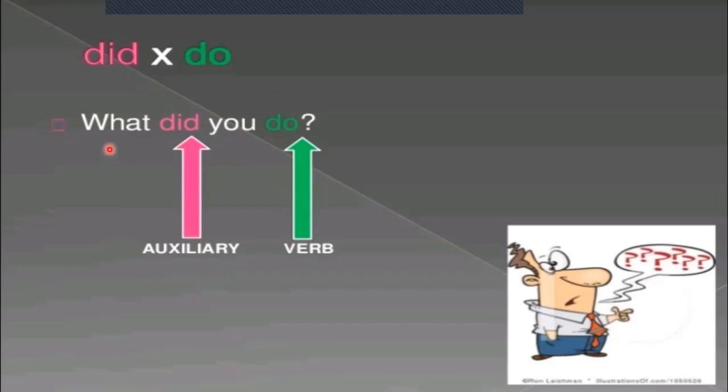Look at this question again, my students. This question consists of 1, 2, 3, 4 things. What here is WH word, and did here is auxiliary verb, and you here is a subject, and do here is a verb in infinitive.